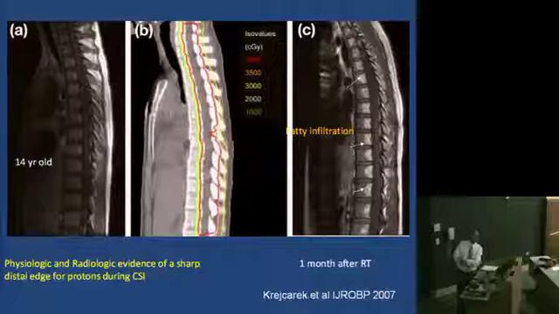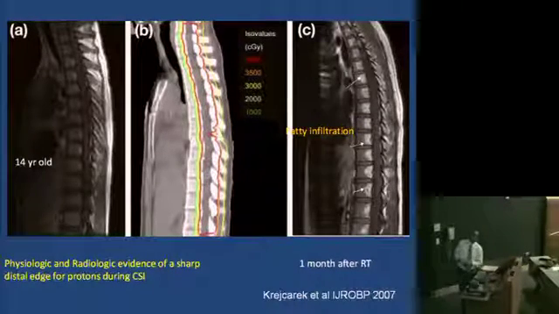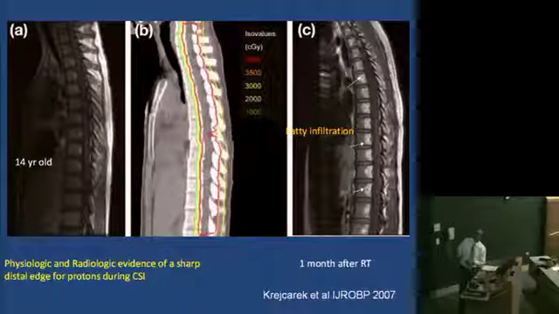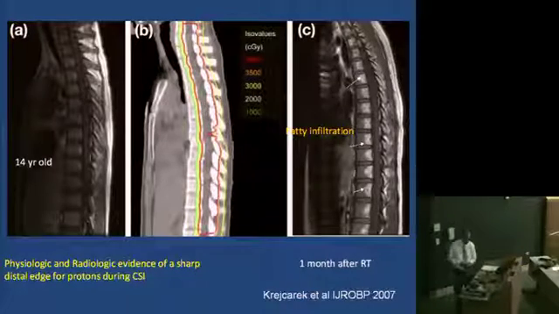This is an interesting example. It shows you how you can really stop radiation treatment. This is a patient with medulloblastoma who was treated to the spine using the proton beam, and you can see where the beam stopped. So there is no radiation anterior to the vertebral body, so there is least amount of radiation to the normal structures.